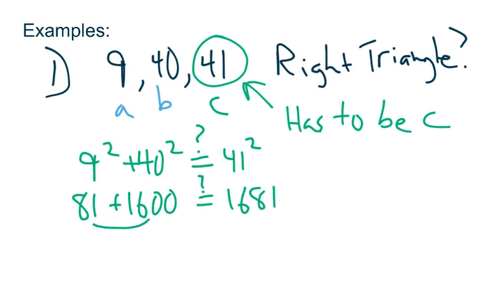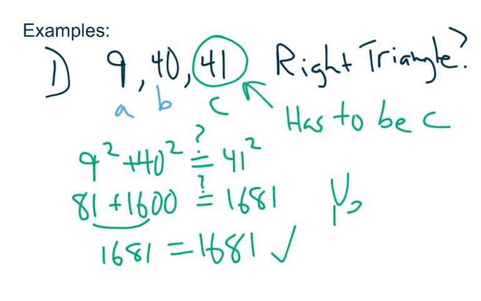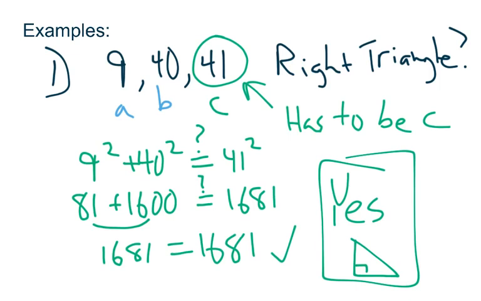And I think maybe we can see where this is going. 1681 actually equals 1681. Check. Therefore, yes, this is a right triangle. So yes, right triangle. Let's take a look at a second example.